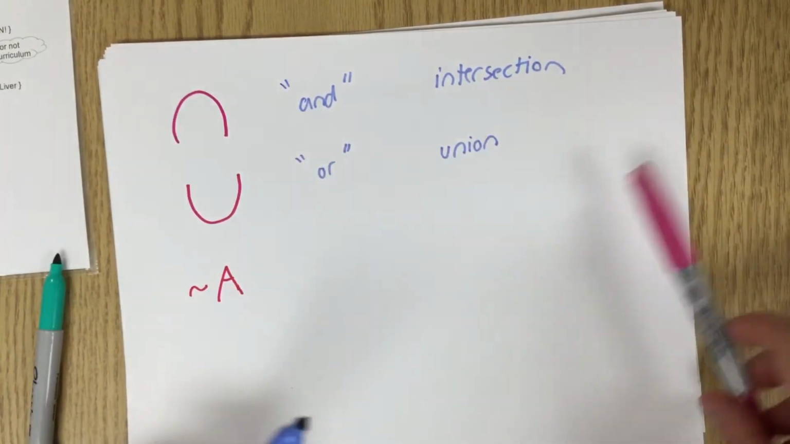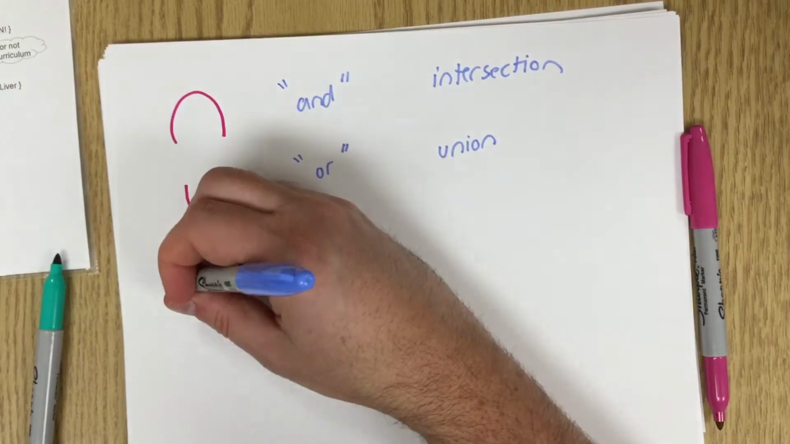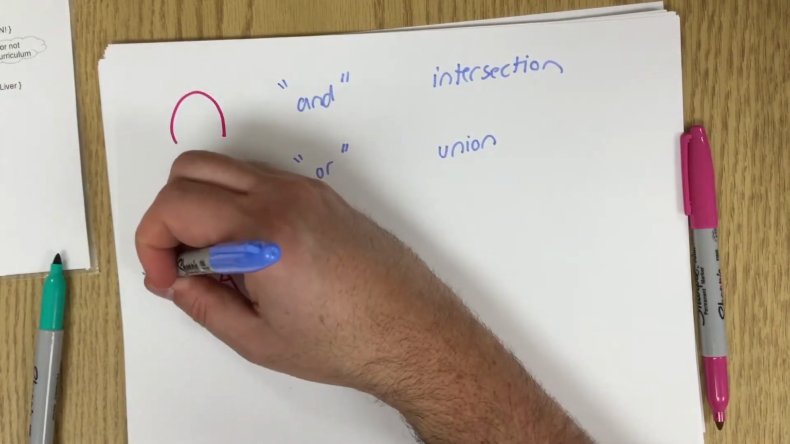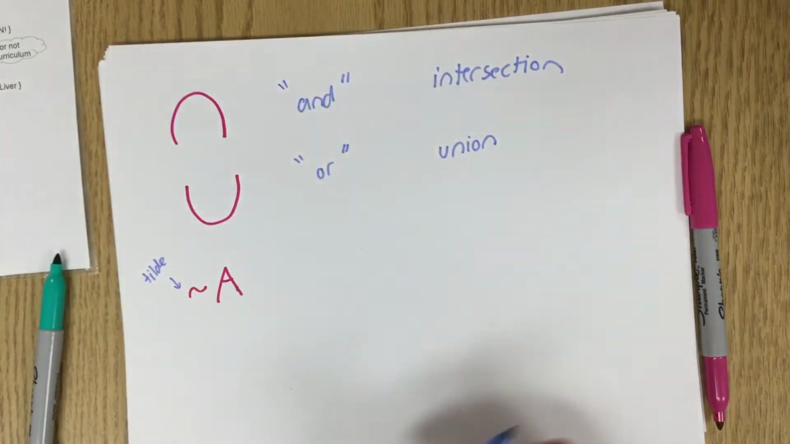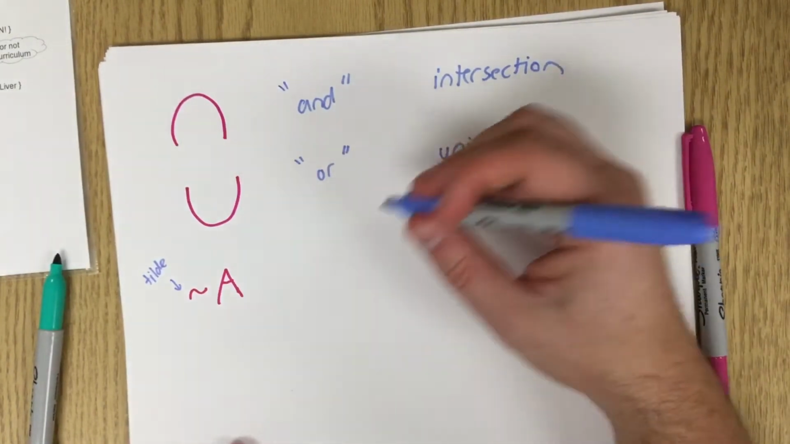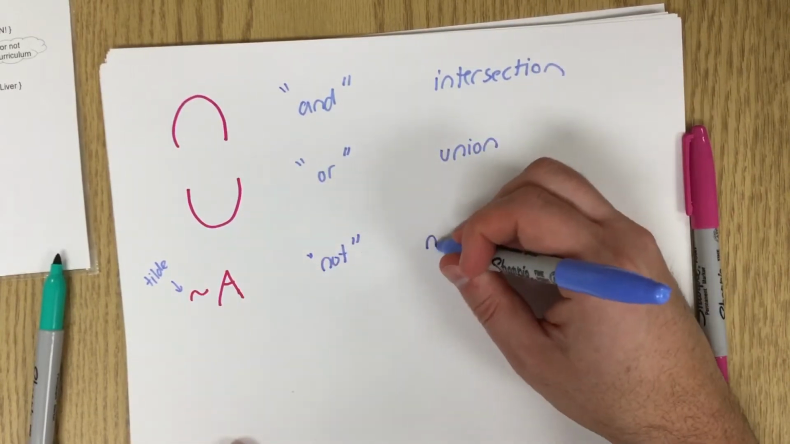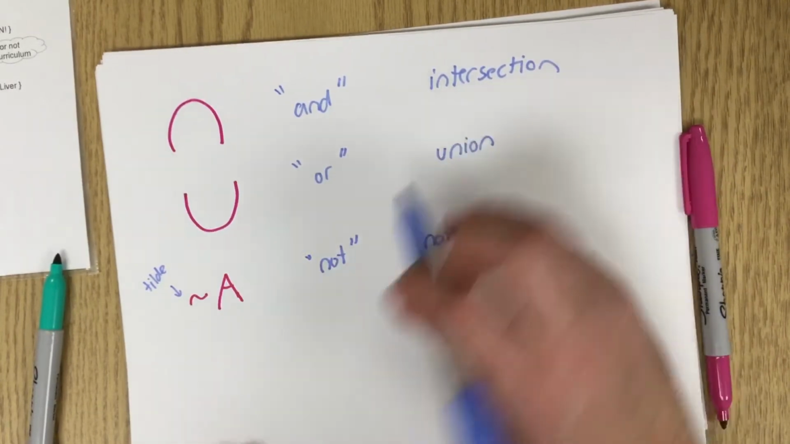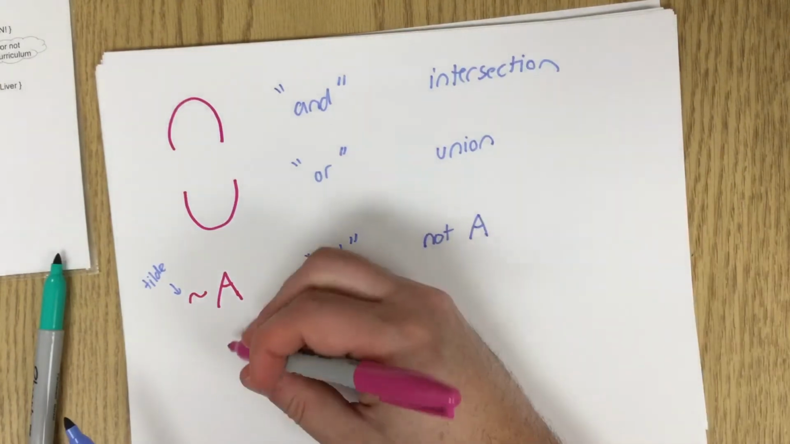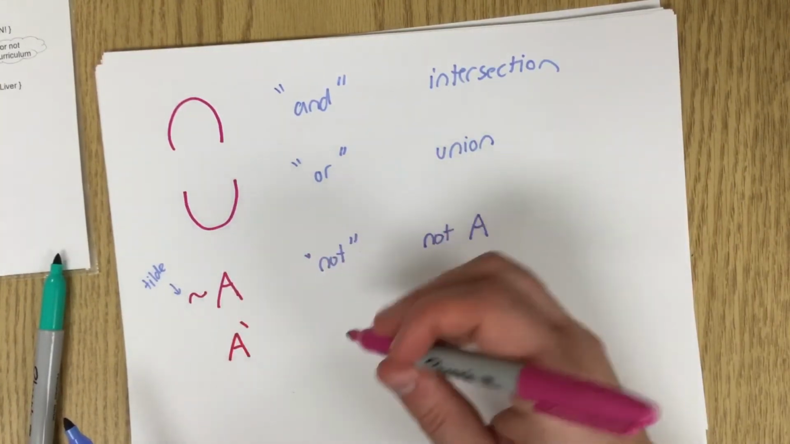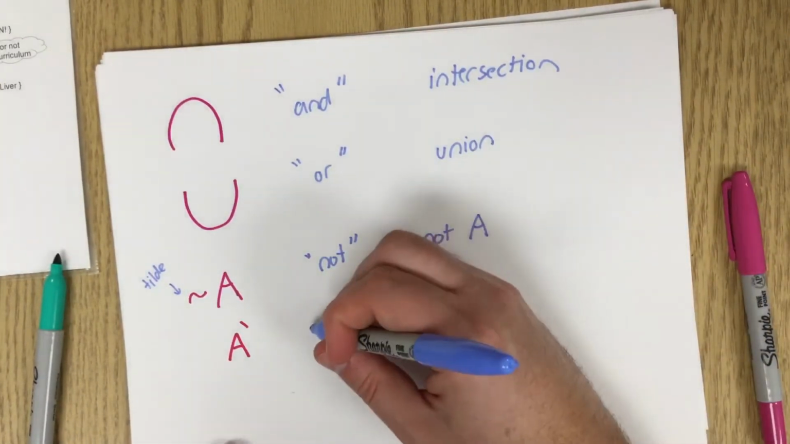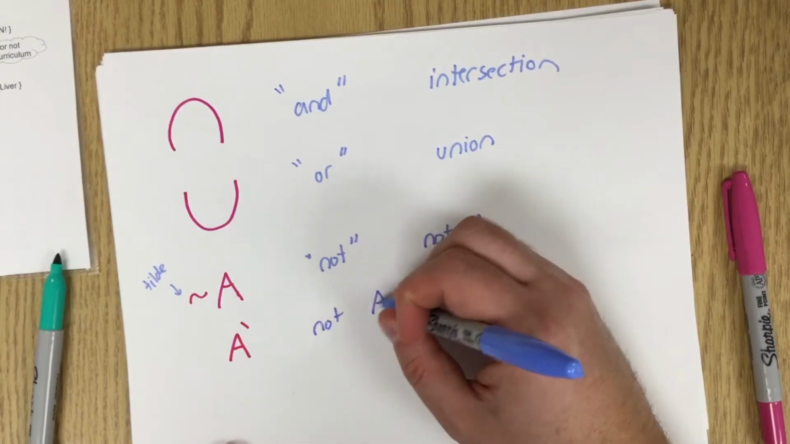You might do something like this. I think this is called, I don't know how to pronounce it, a tilde. Either way, wiggle A, and wiggle A means not. So this would be, for example, not A. That's everything that's not an A. Another way of writing that is sometimes this: A prime is also not A.